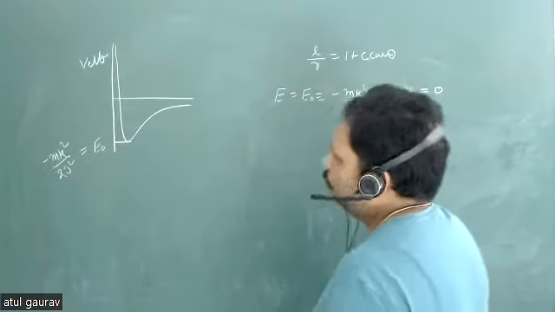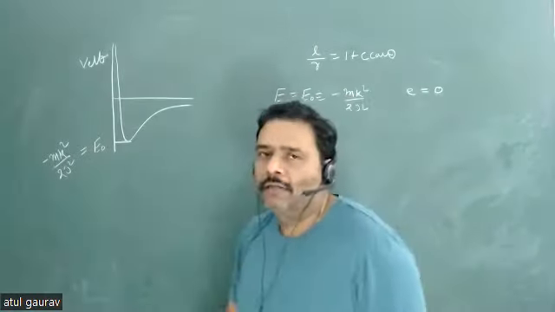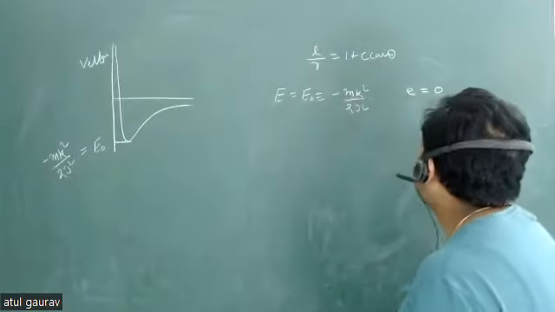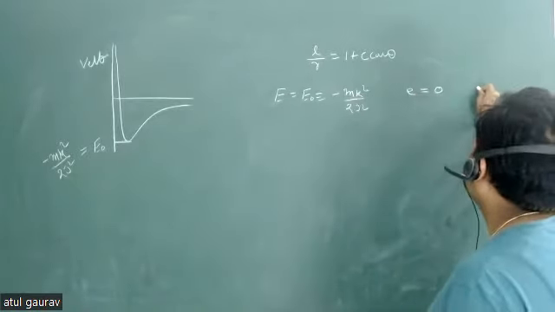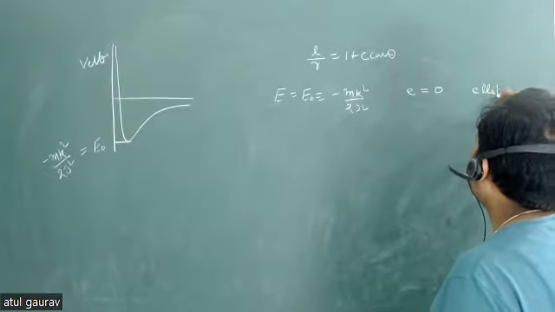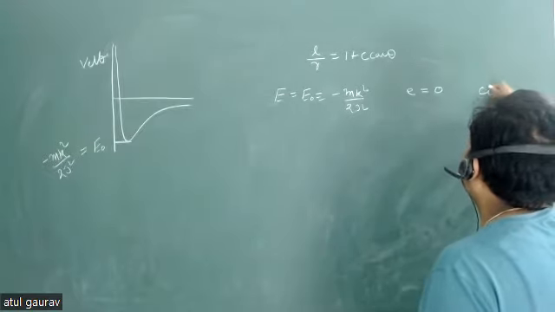The eccentricity of the orbit is what? 0. Circular orbit का eccentricity क्या होता है? Obviously 0. And what is the shape? Ellipse. Sorry, that is circle. That is circle.